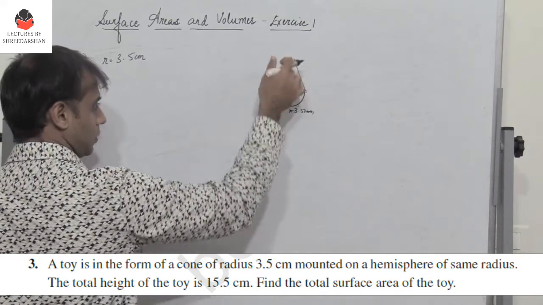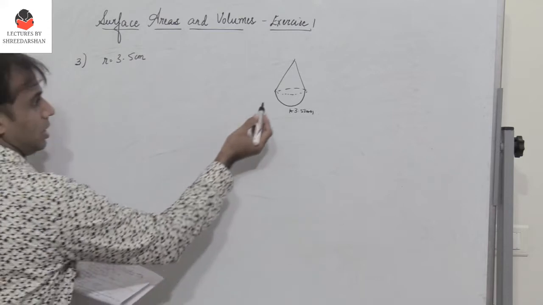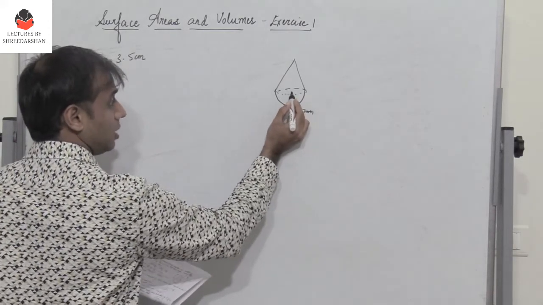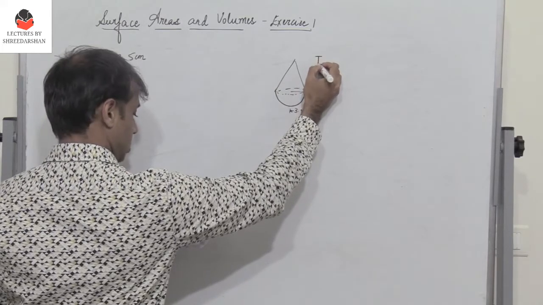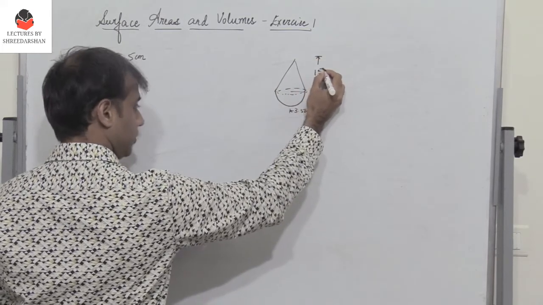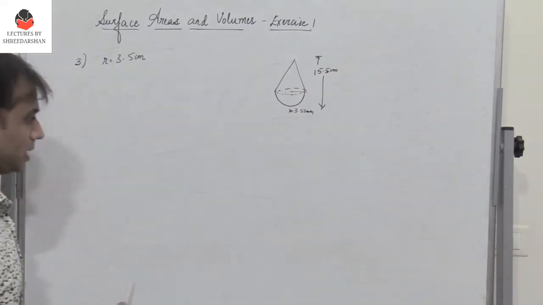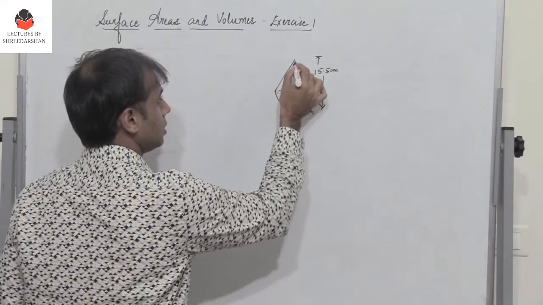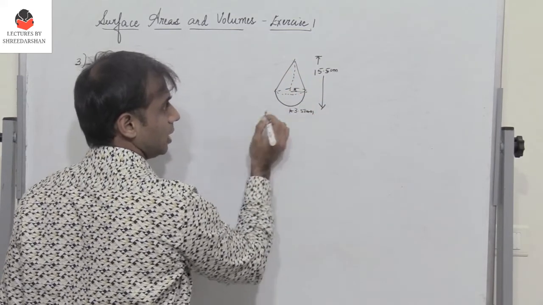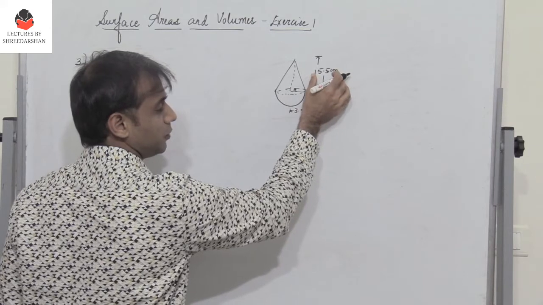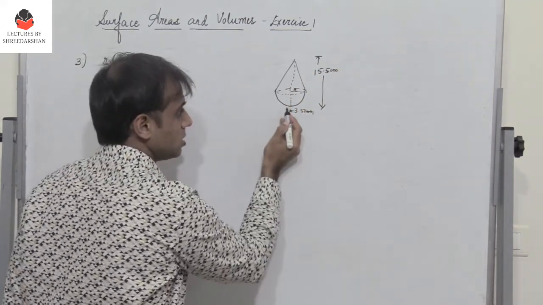So on top you have a cone and down below there is a hemisphere, and therefore the radius happens to be 3.5. The radius of the hemisphere is also 3.5, and the total height of the toy is 15.5 centimeters. Alright, so now I need to find this distance, so this is r, which is 3.5. So the total height is 15.5 minus the radius. This also is the radius, isn't it? Because this is a hemisphere.